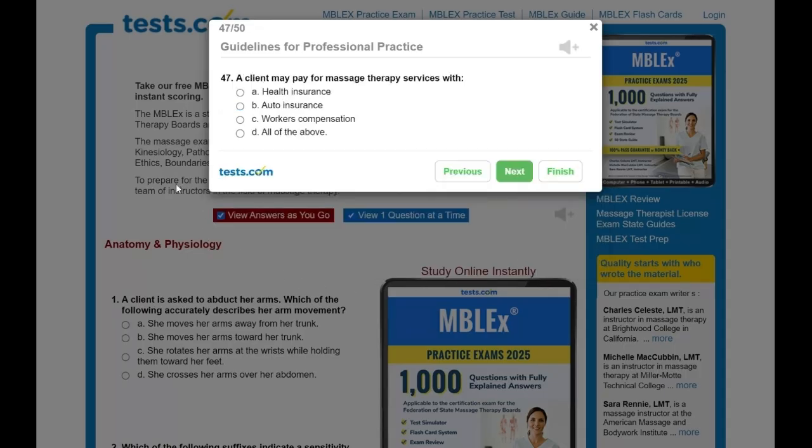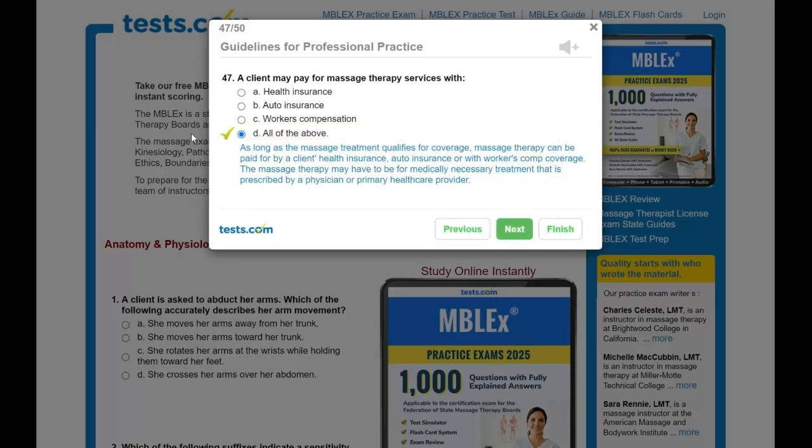Question 47. A client may pay for massage therapy services with: A. Health insurance. B. Auto insurance. C. Workers' compensation. D. All of the above. D. All of the above. As long as the massage treatment qualifies for coverage, massage therapy can be paid for by a client's health insurance, auto insurance, or with workers' comp coverage. The massage therapy may have to be for medically necessary treatment that is prescribed by a physician or primary health care provider.